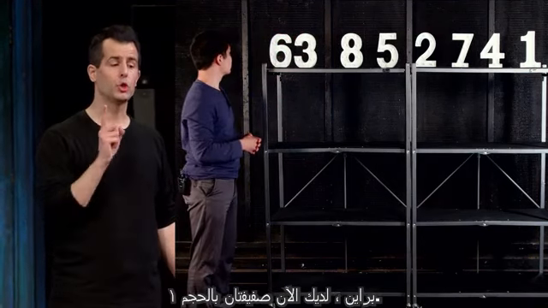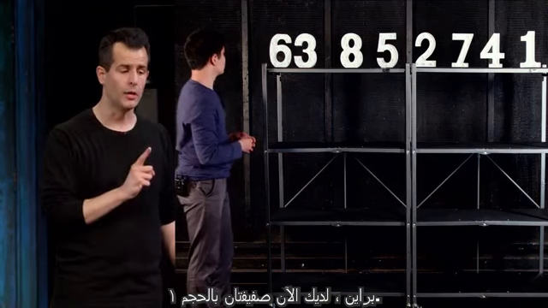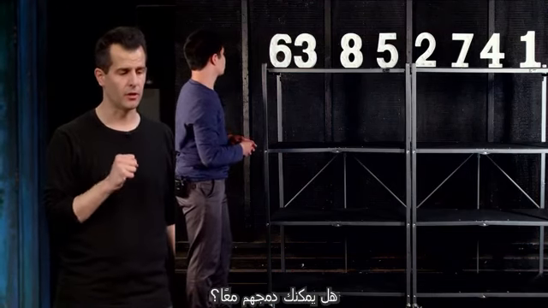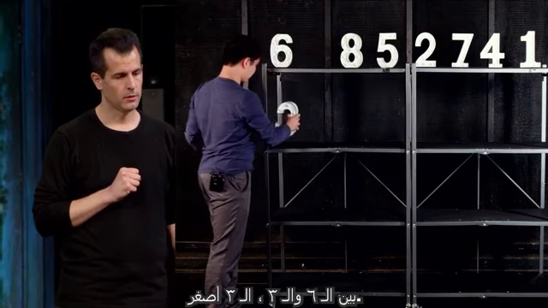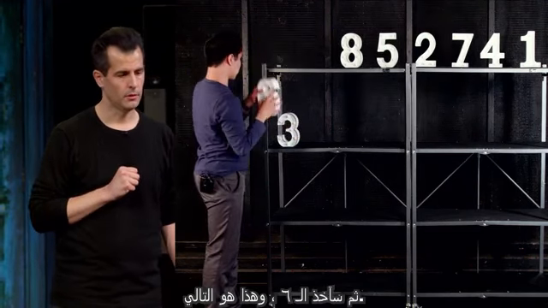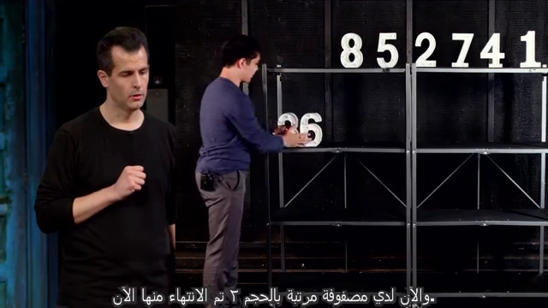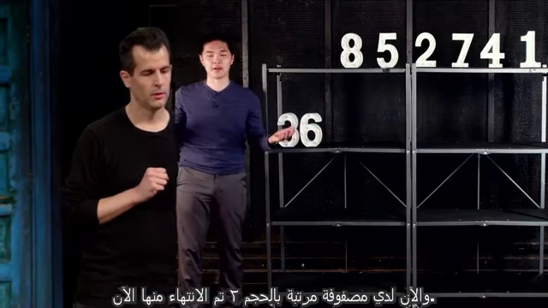Brian, you now have 2 arrays of size 1. Could you merge them together? All right, so I'm going to merge these 2 together. Between the 6 and the 3, the 3 is smaller, so that one I'll put there first. And then I'll take the 6, and that one goes next. And now I have a sorted array of size 2 that is now done.